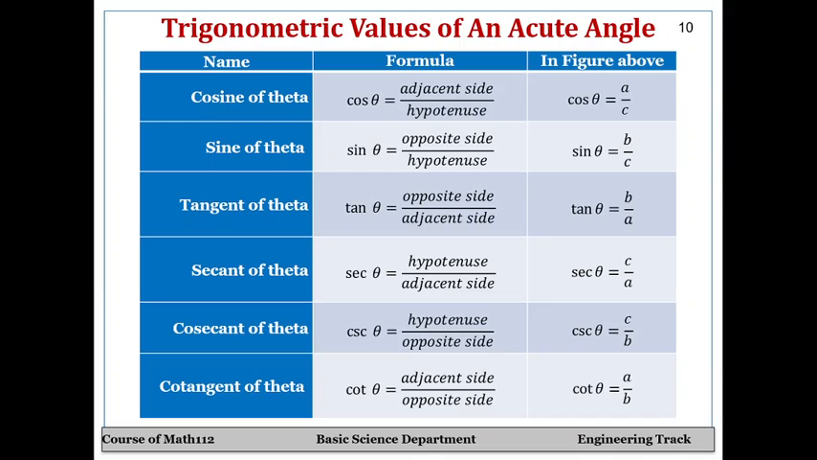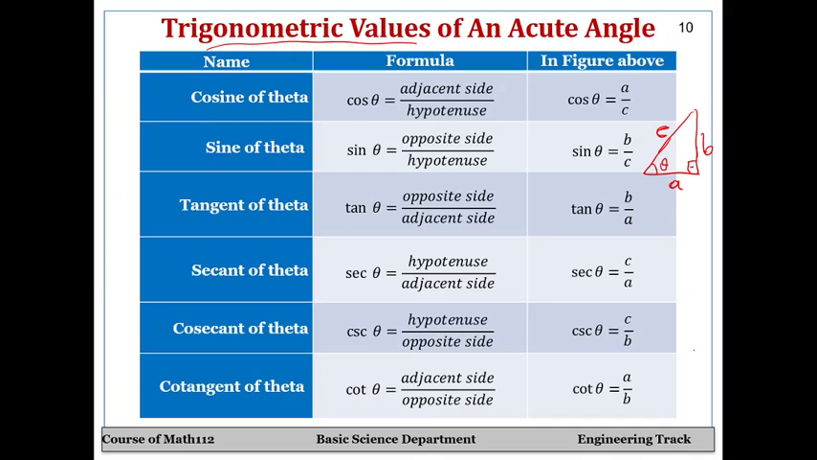Now this is important because we will use these sides when defining the trigonometric values of an acute angle. So here is the situation. This is our theta, let's say, and the adjacent side of theta, let's say this is A, and the opposite side is B. And now this is C, the hypotenuse.